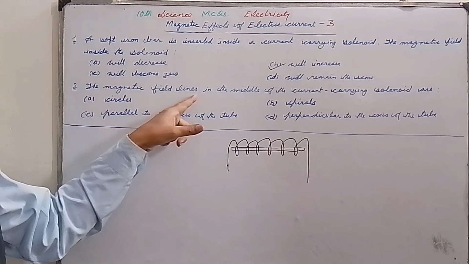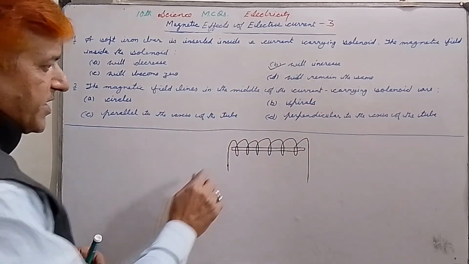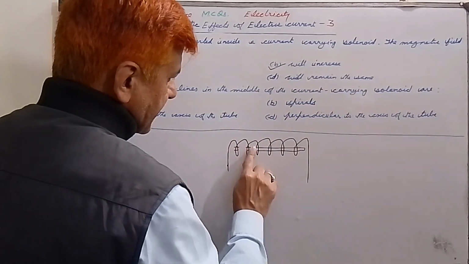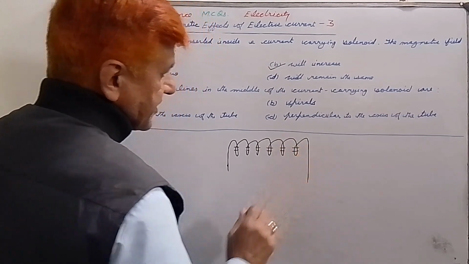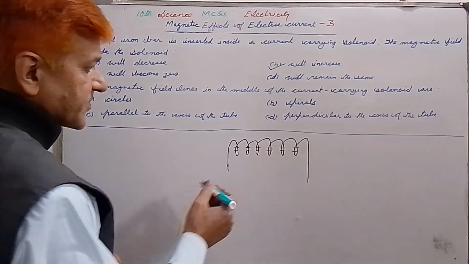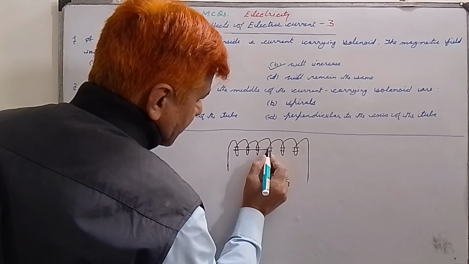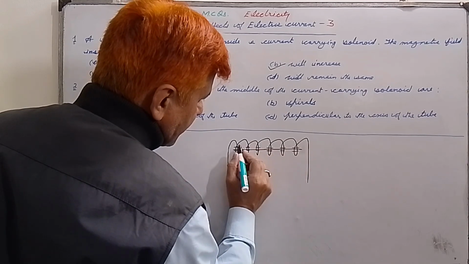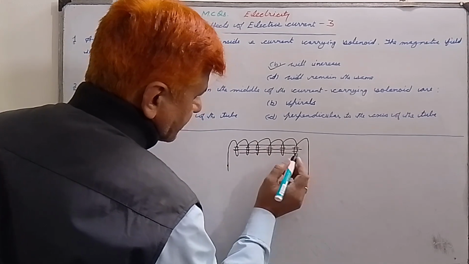Question number 2: the magnetic field lines in the middle of the current carrying solenoid are. Always remember that the magnetic field lines in the middle of a current carrying solenoid are always, suppose this is the axis of the solenoid, parallel to the axis of the solenoid.